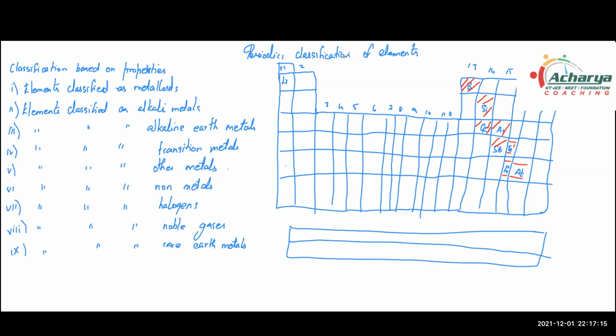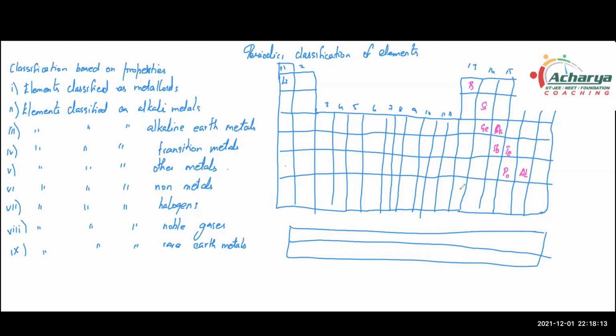So let us write these metalloids in a different color. Boron, silicon, germanium, arsenic, antimony, tellurium, polonium, and astatine.